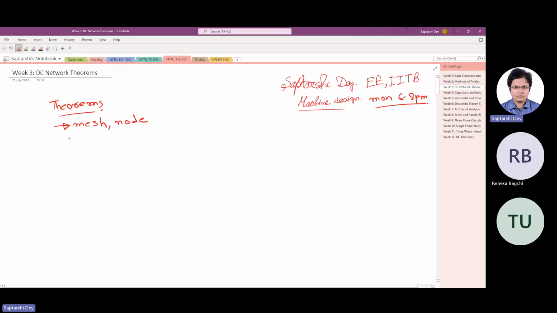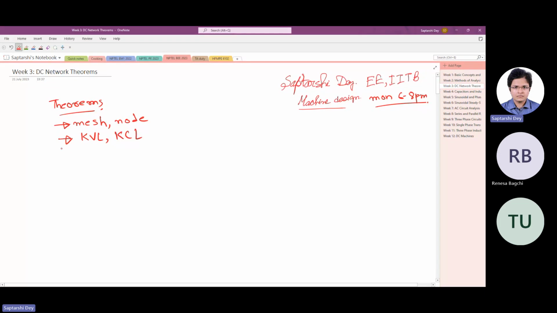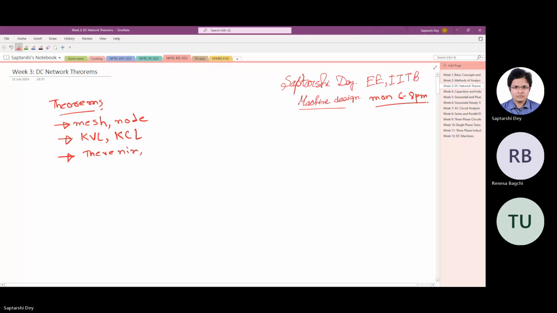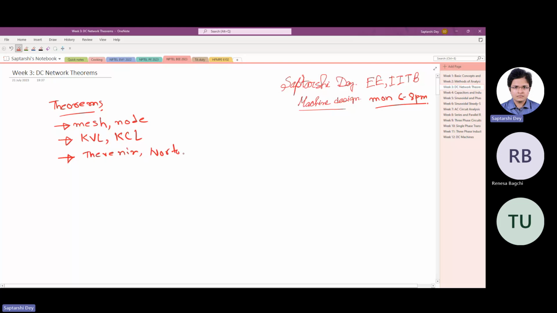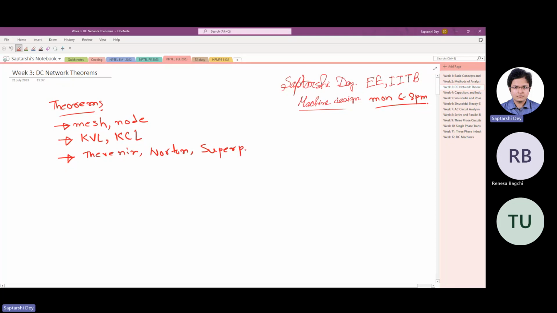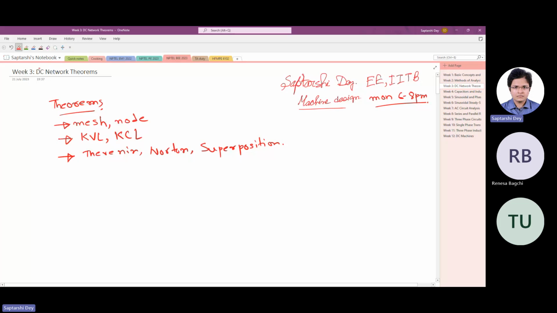Anyway, so for this mesh and node analysis, what we will always require for any circuit is KVL and KCL. Maybe in the next week itself, we will study Thevenin, Norton, and other theorems like superposition. These are the most used theorems that we use. Now, one thing to note here is that although it is mentioned as DC network theorem, these theorems are applicable in AC circuits also.